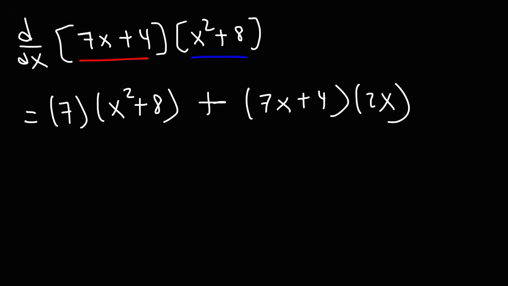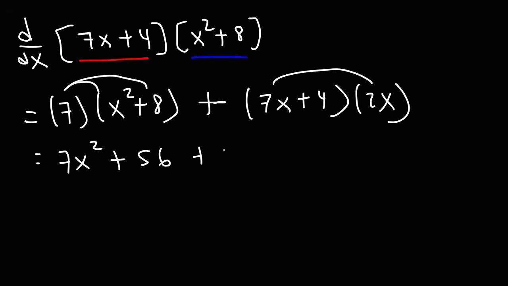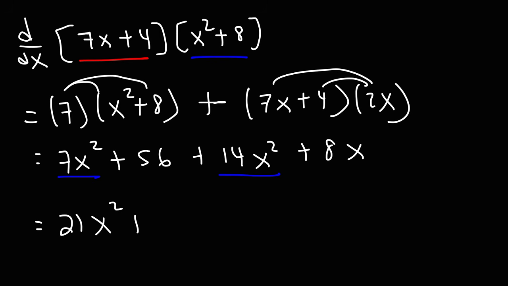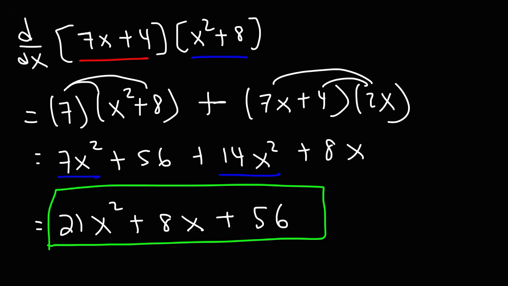Now what I'm going to do is I'm going to distribute and combine like terms. So this is going to be 7x squared plus 56. And this is going to be 14x squared plus 8x. So I can combine 7x squared and 14x squared. So I'm going to get 21x squared plus 8x plus 56. And so this is the final answer.